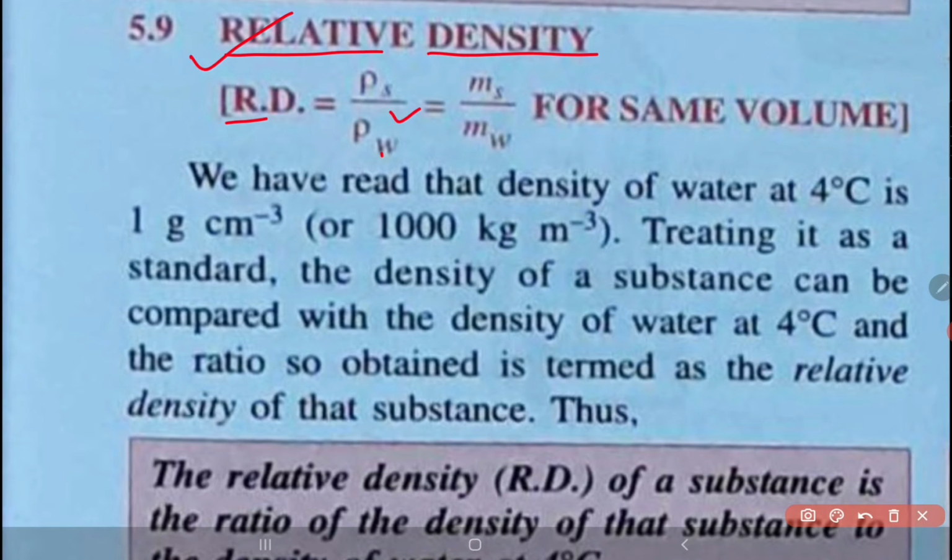So here what we are doing is, relative density is the comparison between two densities, right? That can again be derived to ms upon mw for the same volume, right? For the same volume, that means both the masses should be for the same volume. We have read that the density of water at 4 degrees Celsius is 1 gram per centimeter cube or 1000 kilogram per meter cube. Treating it as a standard, the density of a substance can be compared with the density of water at 4 degrees Celsius.